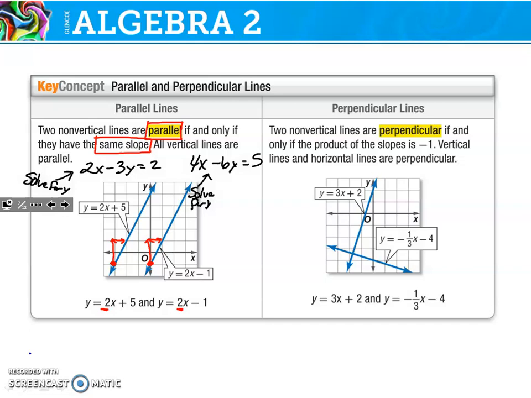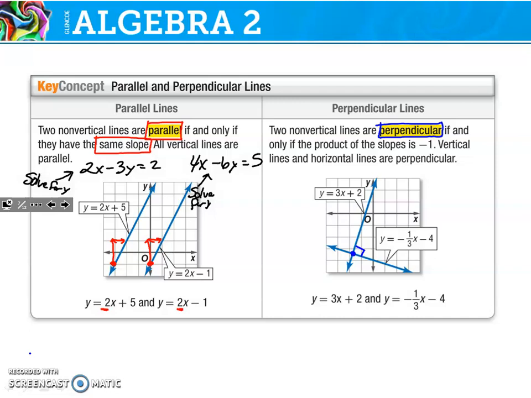Okay? Perpendicular lines. Remember, those are the lines that cross. So perpendicular lines are going to cross, but it's special how they cross, because when they cross, they create a 90-degree angle. So perpendicular lines are lines that cross and specifically create a 90-degree angle. So it's not just the fact that they cross, it's the fact that they cross and they create a 90-degree angle.